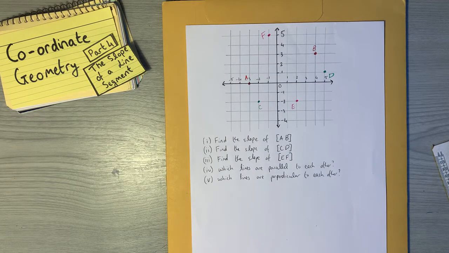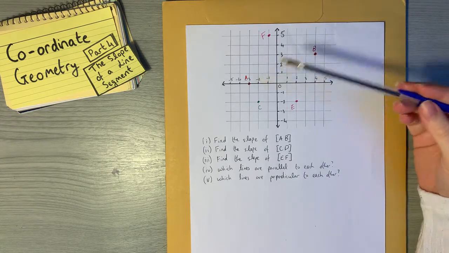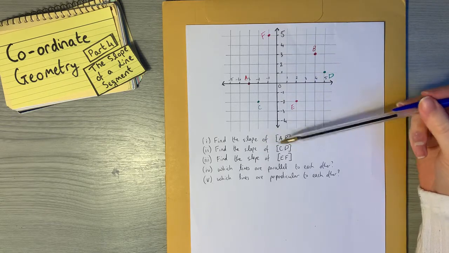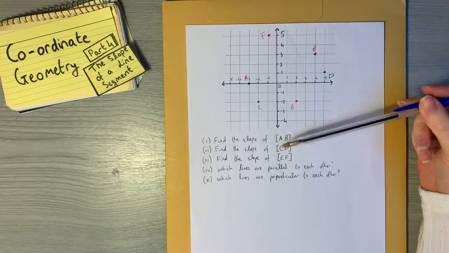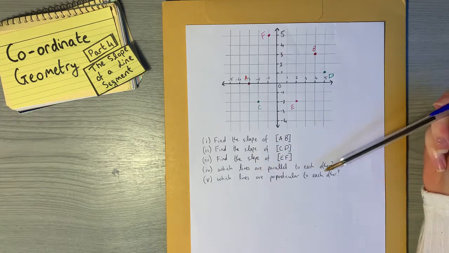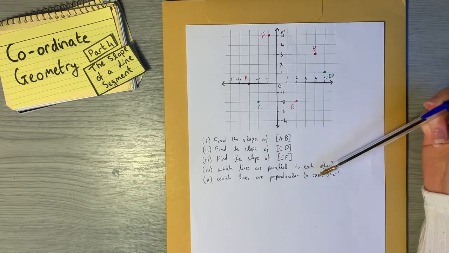Okay, so today we're going to have a look at finding the slope of a line or a line segment using the following example. In this coordinate plane, we're given 6 points, A, B, C, D, E, and F. And then we're asked to find the slope of AB, the slope of CD, the slope of EF. And then we're asked which lines are parallel to each other and which lines are perpendicular to each other. So we'll come to them towards the end.